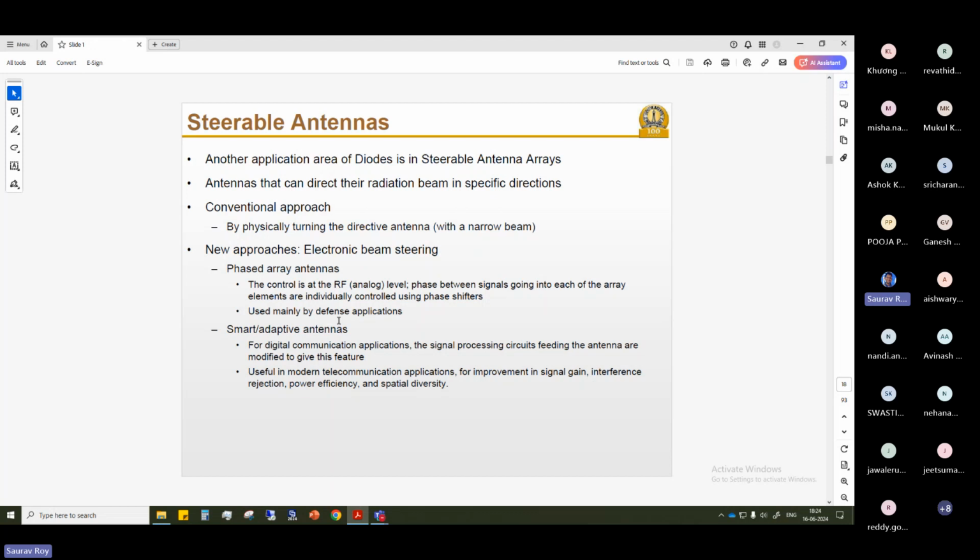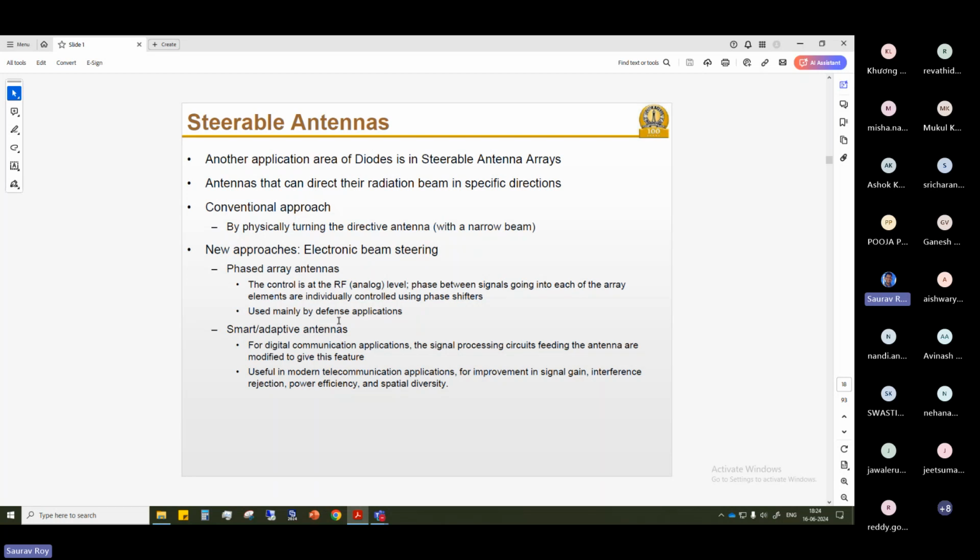So nowadays people use FSS or metasurfaces, this kind of thing. Even there you will have some switches. By switching them, you can generate different beams or radiation patterns that might be used in what might be called smart or adaptive antennas.